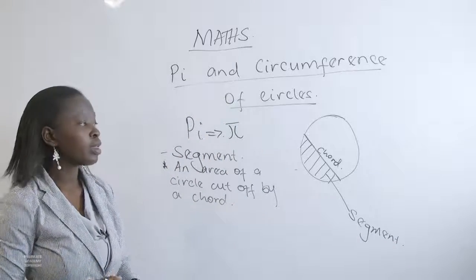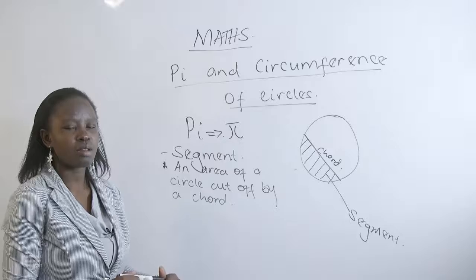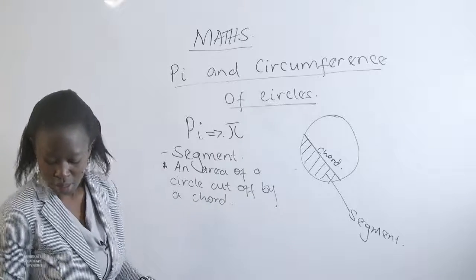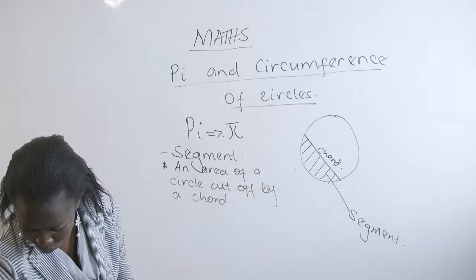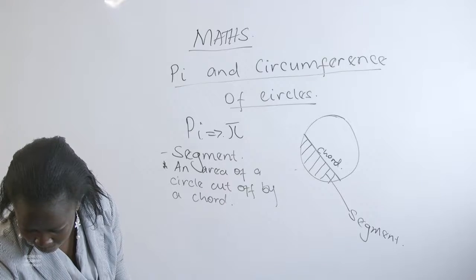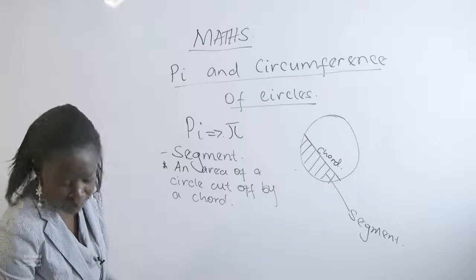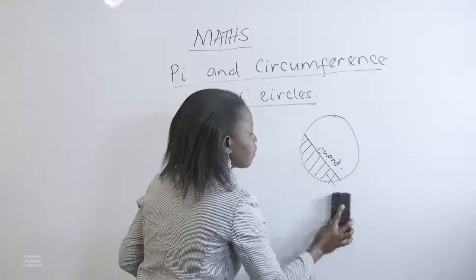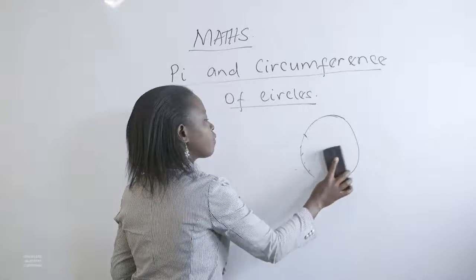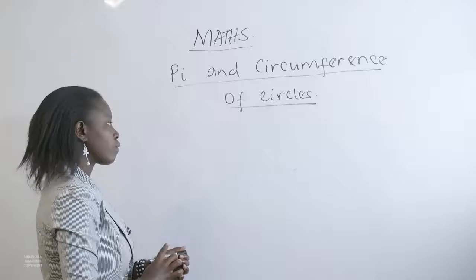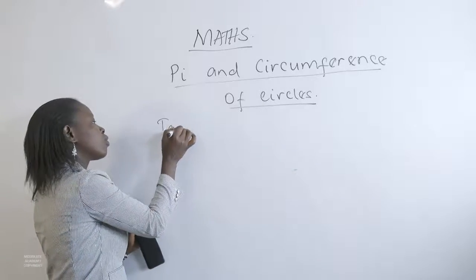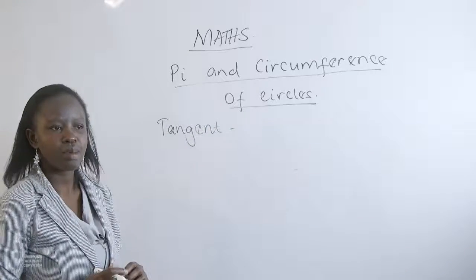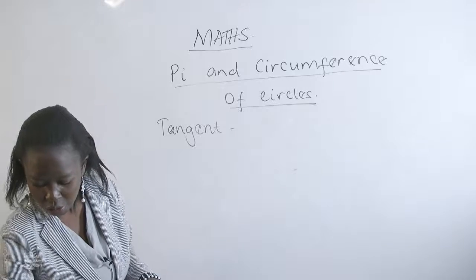That is our segment. So that area that is cut off by the chord is what we are referring to as the segment. Tangent is another term that is used when we are talking about circles.